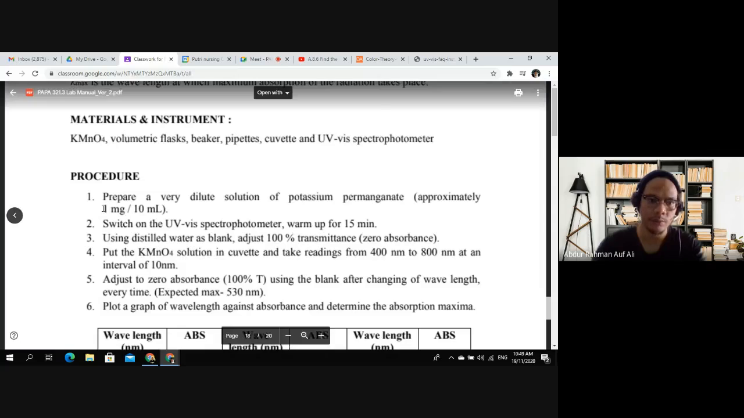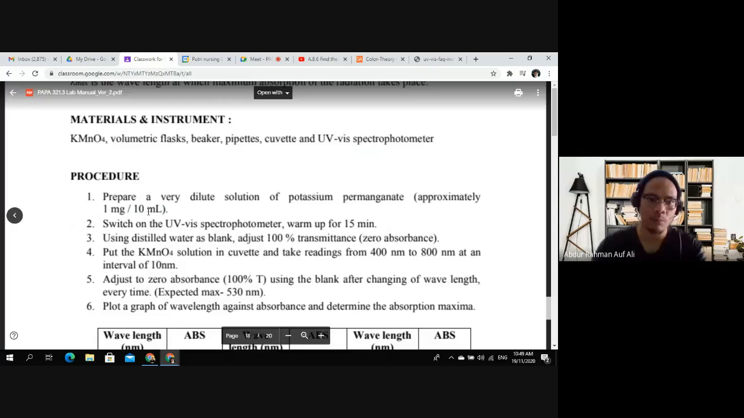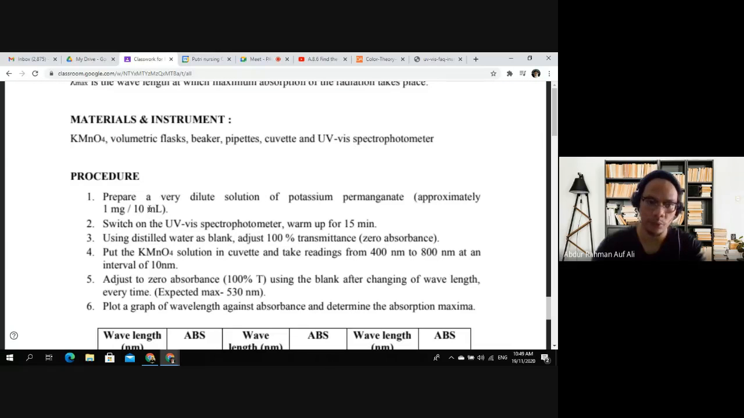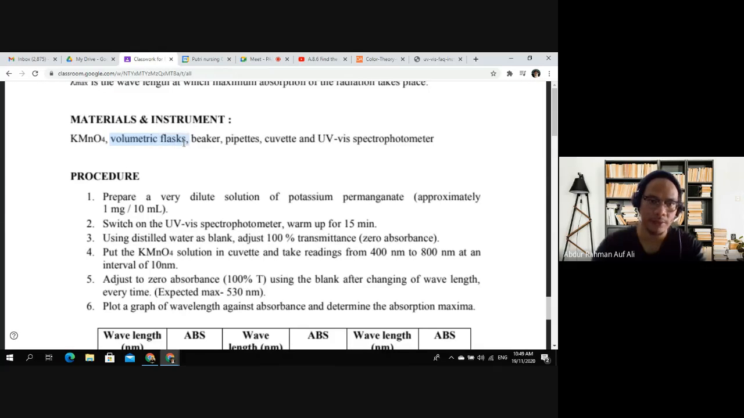So how do we do this? We measure 1 milligram of potassium permanganate, then dissolve it in 10 milliliter of solution. If that is too small, we prepare the solution in 100 milliliter. So multiply by 10: 10 becomes 100, multiply by 10, 100 ml. So this 1 mg also needs to be multiplied by 10. So weigh 10 mg of potassium permanganate, dissolve in a 100 ml volumetric flask. Top up with water, shake.